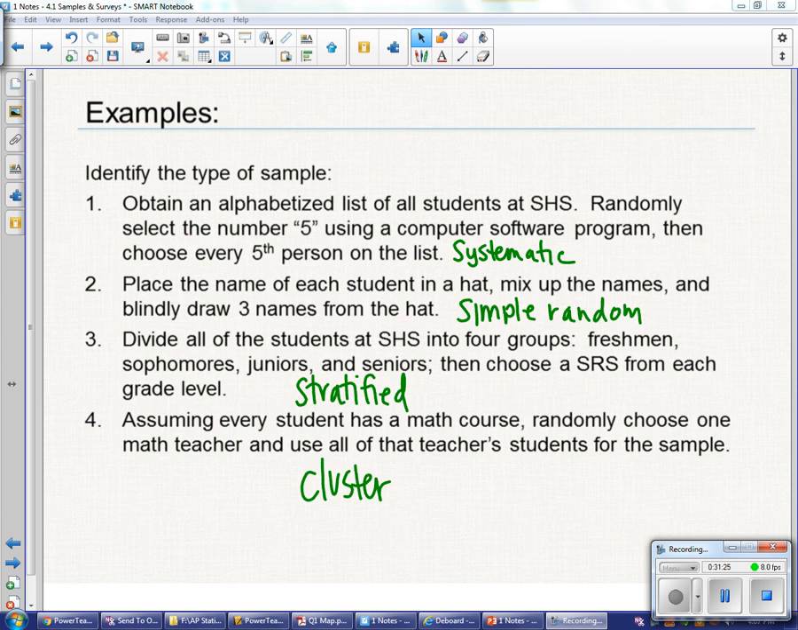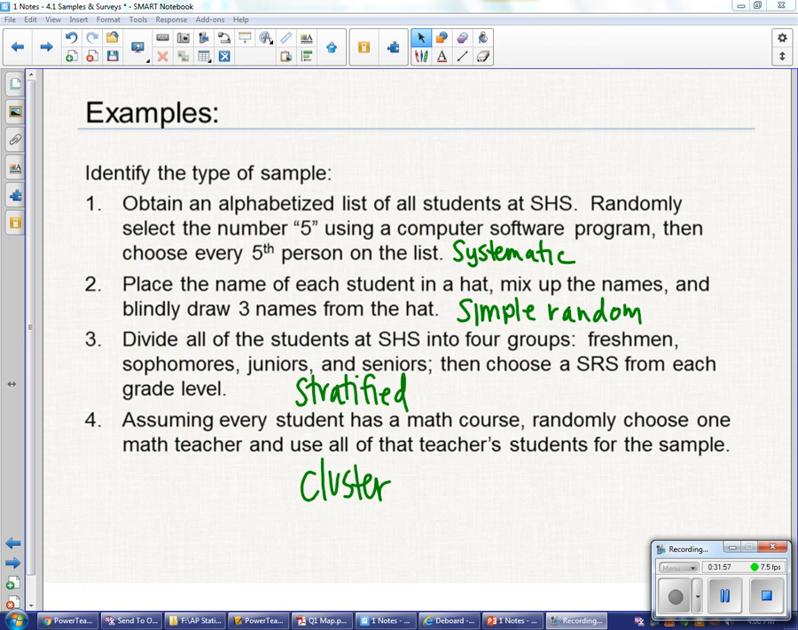Okay, so I've gone ahead and I've placed the answers on the board for you. The first one is systematic because we're choosing every 5th person on a list. Number 2 is the purest way to conduct a simple random sample by placing all the names in a hat and then blindly drawing names. 3 and 4 are similar in that everybody's been broken down into different groups. So in number 3, we've grouped students by their class, freshmen, sophomores, juniors, and seniors. But we're choosing a simple random sample from each grade level. That's stratified. So each grade level is represented.